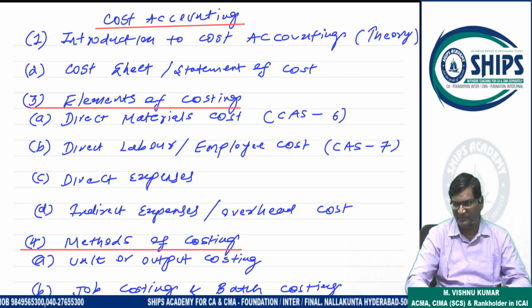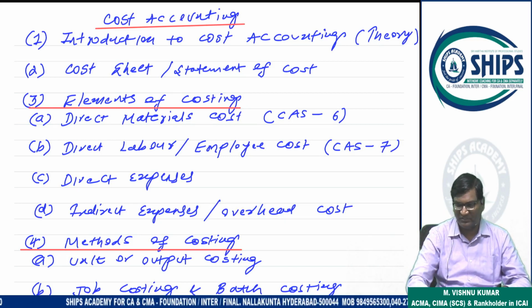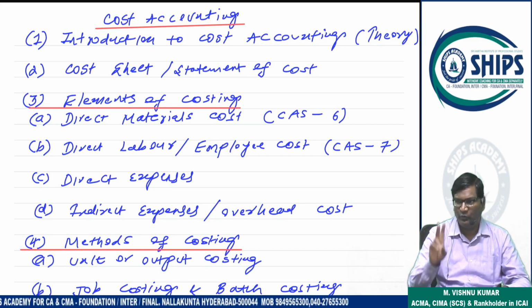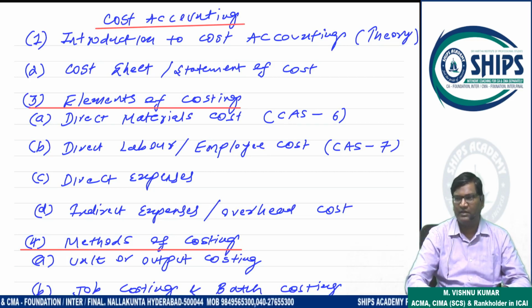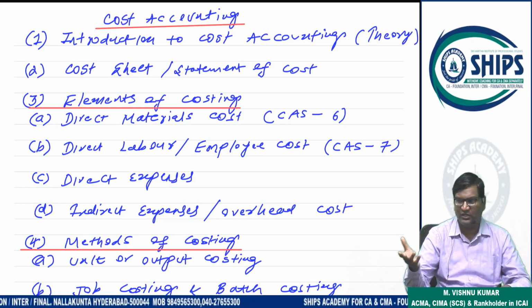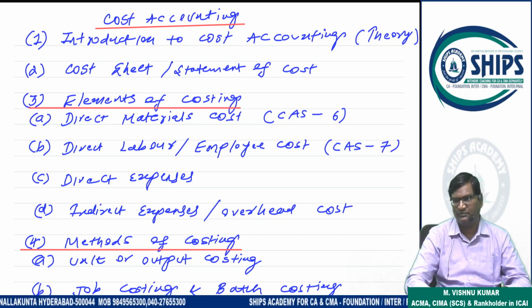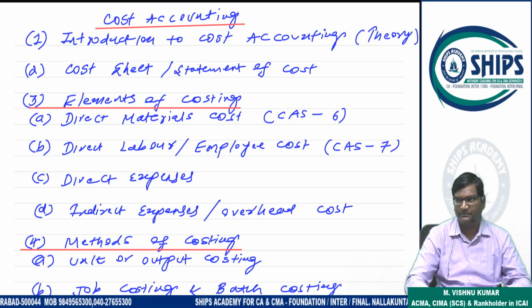Extra 1 question is given, so in the new syllabus they are giving 2 questions extra. So 15 marks, 2 questions extra means a 130 mark paper will be set. Out of the 130 mark paper you have 2 extra questions. In those extra questions, cost accounting standards are also there. If you are studying the cost accounting standards, it is well and good. Otherwise you can attempt other questions also. So this is your elements of costing.